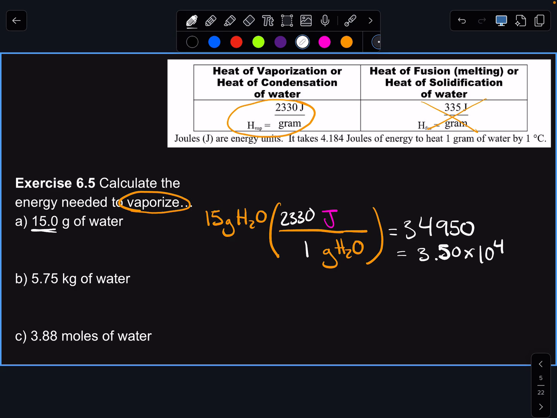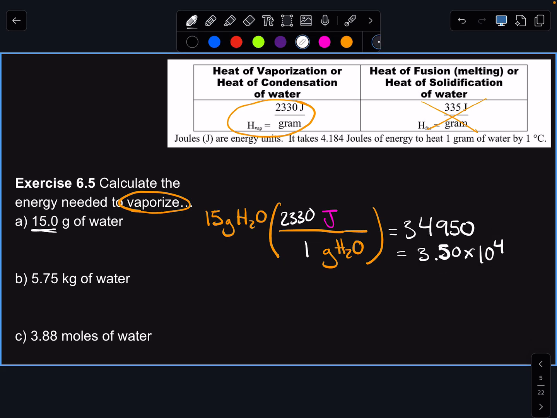You don't have to put things in scientific notation, but that's how I would write my answer. Questions on how I got it? Yeah. What would the unit be? Oh, thank you. I left off my unit. How dare I? What do you think, Michael?